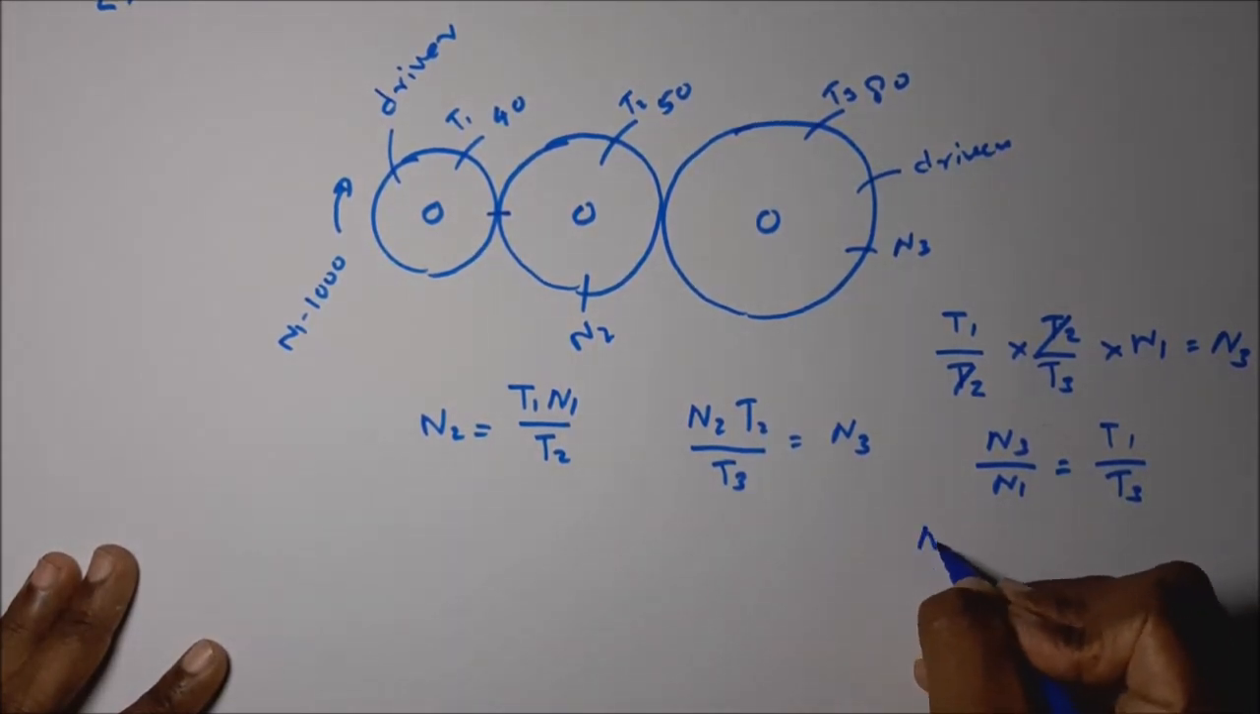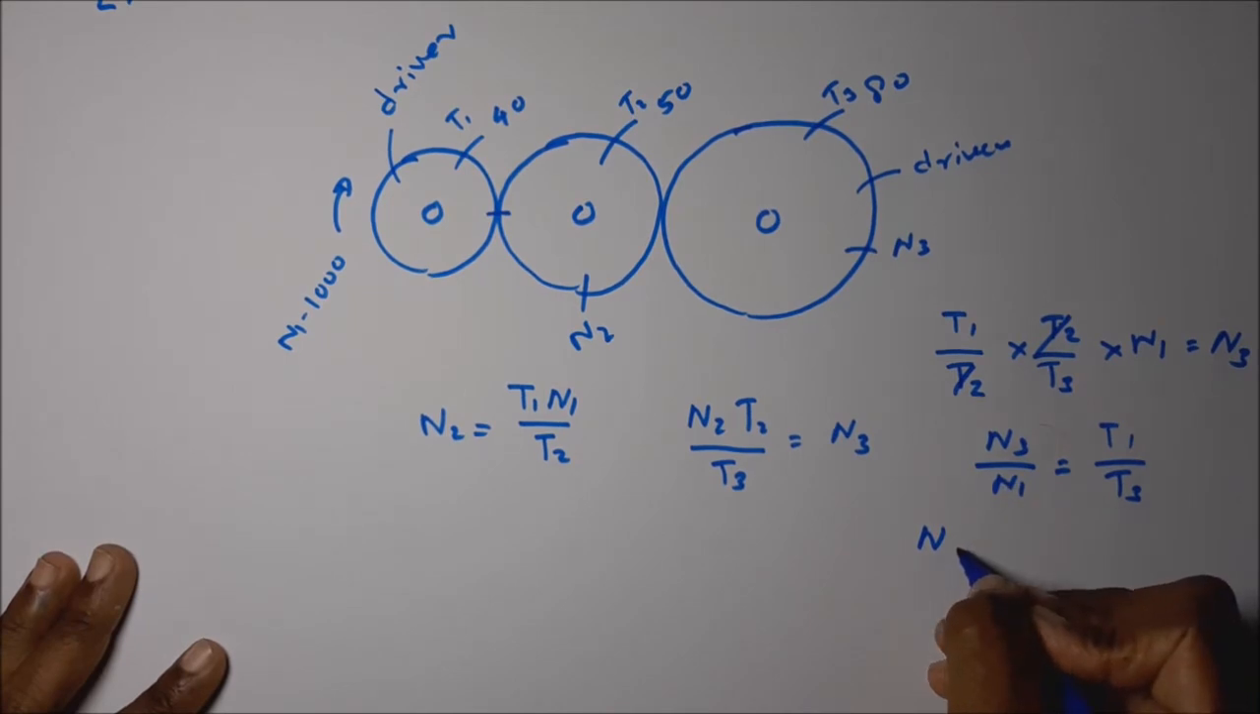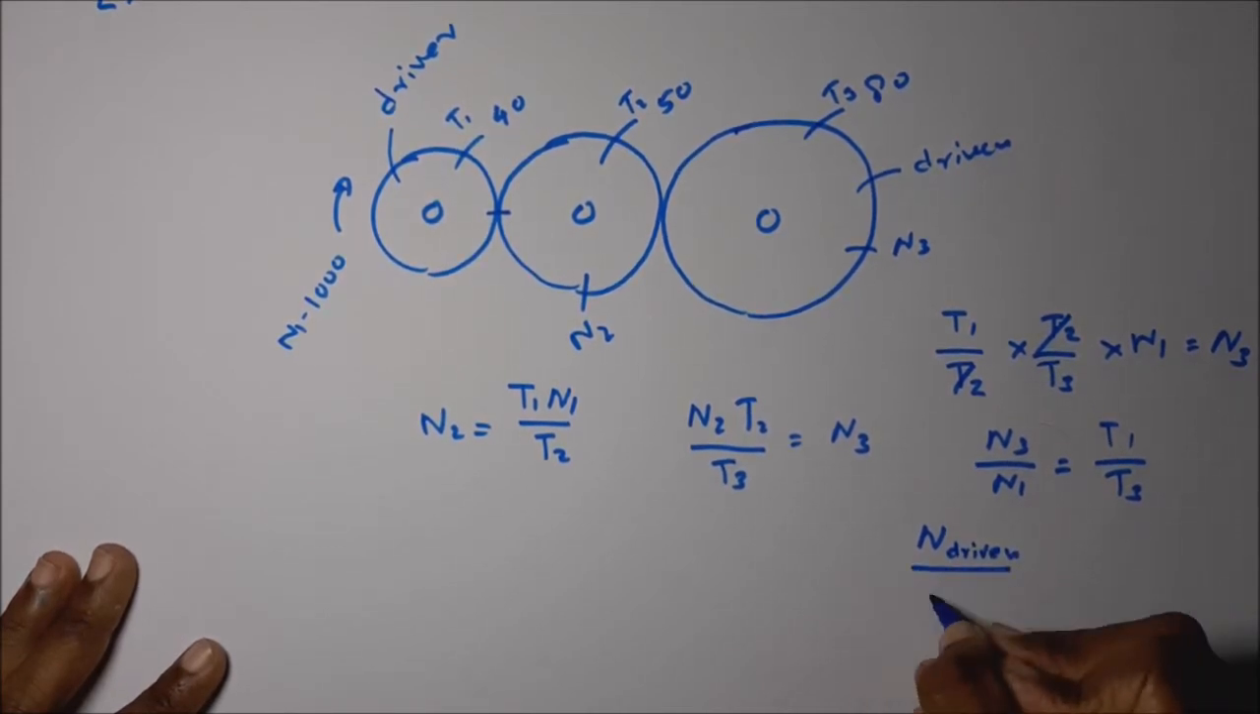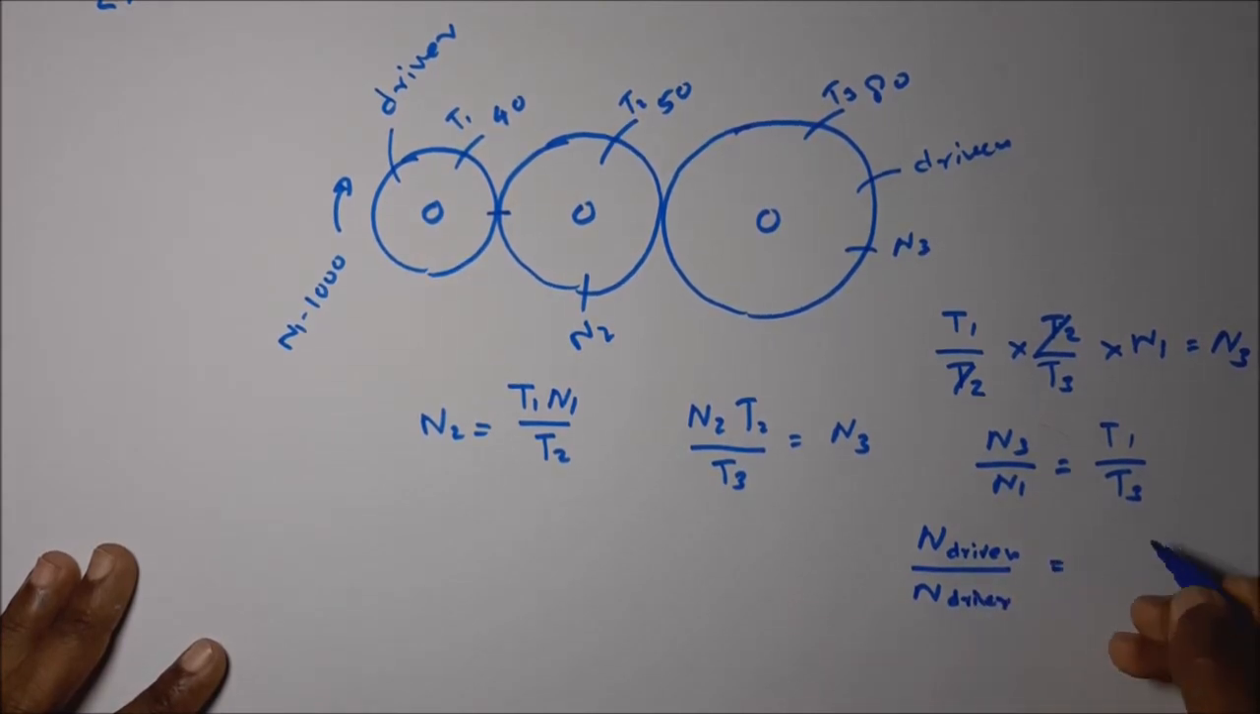So we can write the equation for the speed ratio. N3 means driven speed, N1 means driver speed. What is T1? T1 is given as 40. T3 is given as 80. That is equal to 1 over 2. This is the speed ratio.